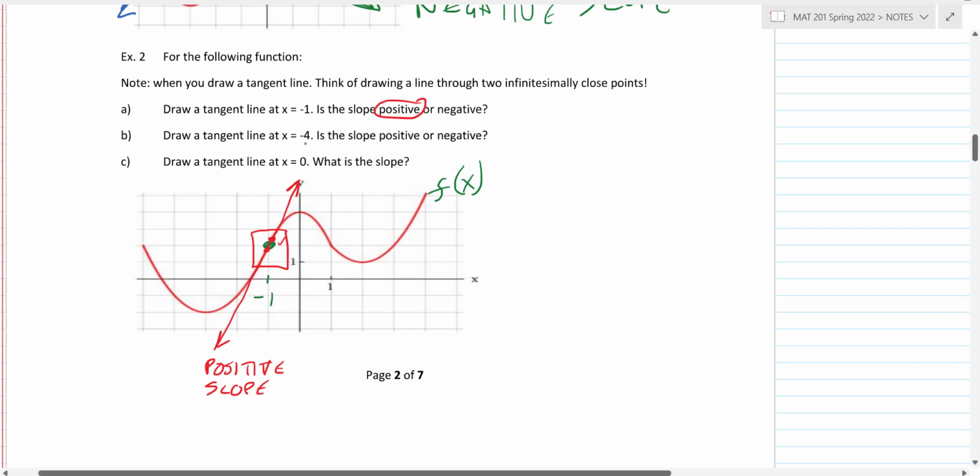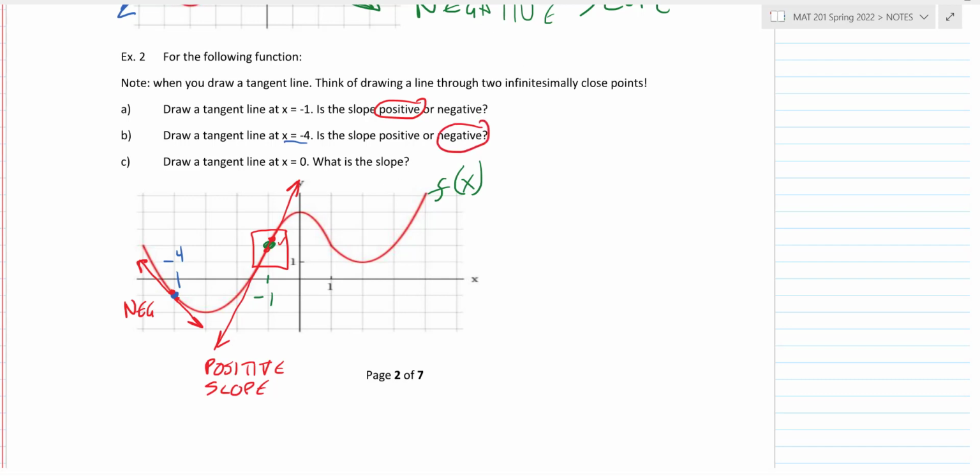Okay, the next one, we're going to go to x equals -4. So -2, -3, here's x equals -4. We'll put a dot there. And again, I just think of it the same way. A dot just next to it. And then think of what it would look like if you connected those dots. So that will be a good way to draw a tangent line. Okay, and then that one's got a negative slope because it's sloping downward.